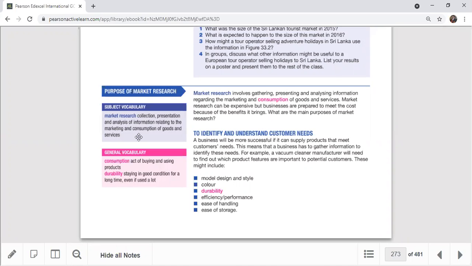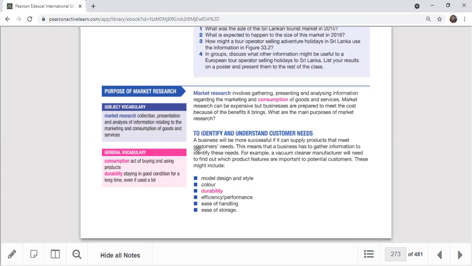I told you it's GAP: gathering, analyzing and presenting information regarding the marketing and consumption of goods and services. So market research can be expensive, but businesses are prepared to meet the cost because of the benefits, right? So mainly we see the main purposes of market research. There are three: collection, presenting, analyzing.